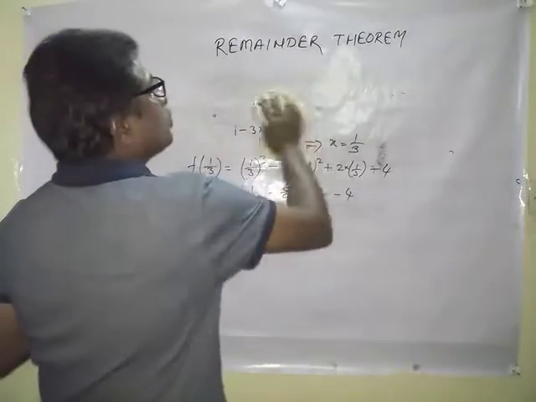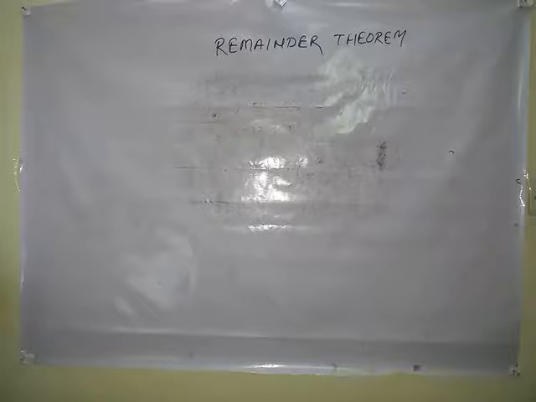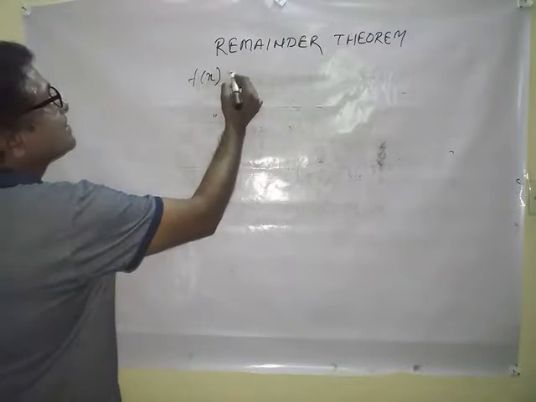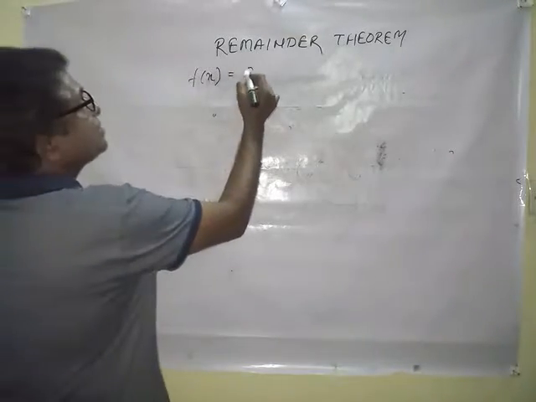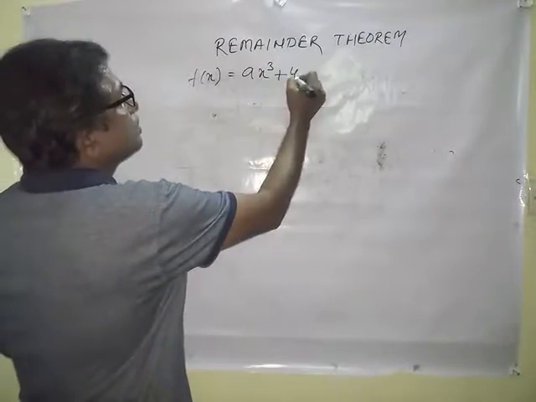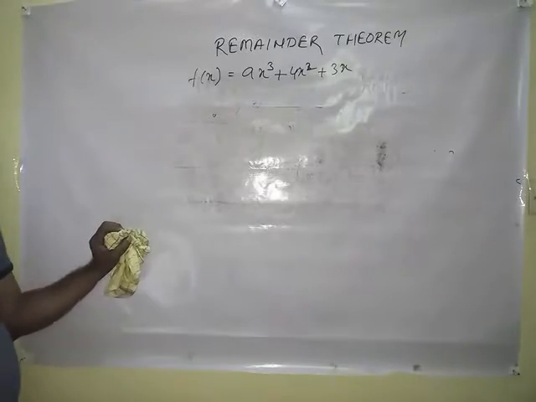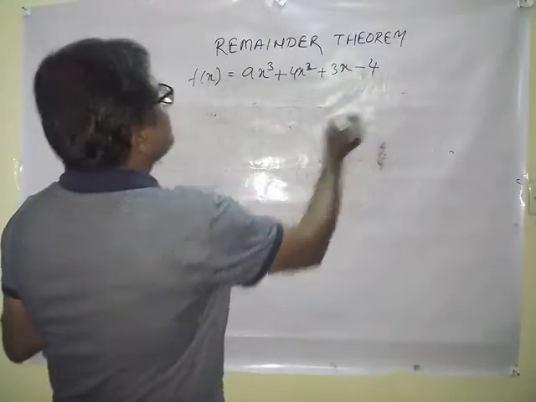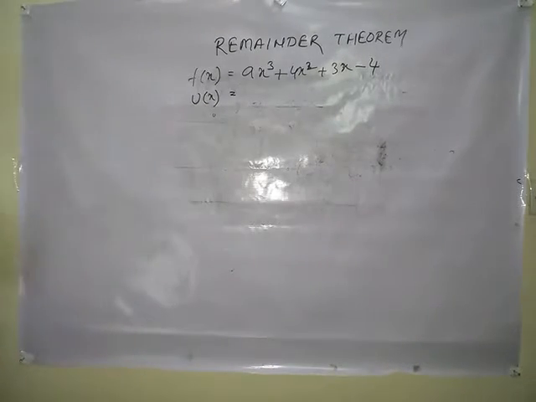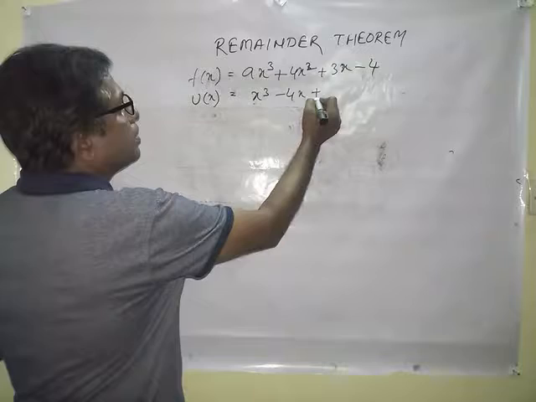There are other questions which can come. Say there are two polynomial equations: f(x) = ax³ + 4x² + 3x − 4, that is one, and u(x) = x³ − 4x + a.